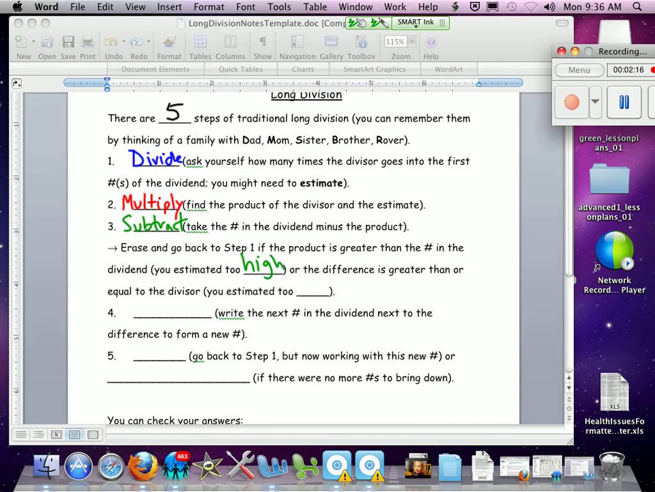Or the more common one that people forget is to look at that difference. If the difference is greater than or equal to the divisor, then you have to subtract and go back to step 1 because you guessed too low. What do you mean you have 25 remaining? If you have 25 left over and you're only trying to get 22, that means you should have grabbed another group of 22. You guessed too low. You need to erase. You need to go back. Fix it, fix it, fix it.